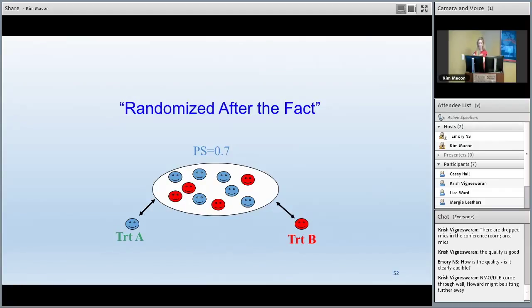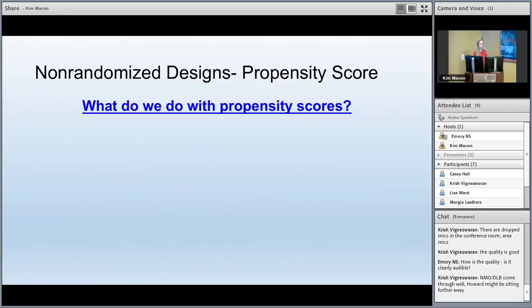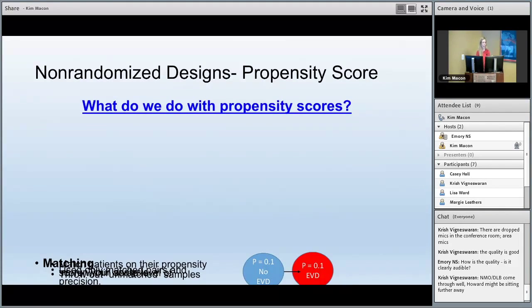Patients are equally likely to get a treatment. One gets it, one does not get it. So you can think of propensity score as like a randomization after the fact. Okay, well, what do we do with them, right? It's great we have a propensity score, but how do we use them in our analysis?